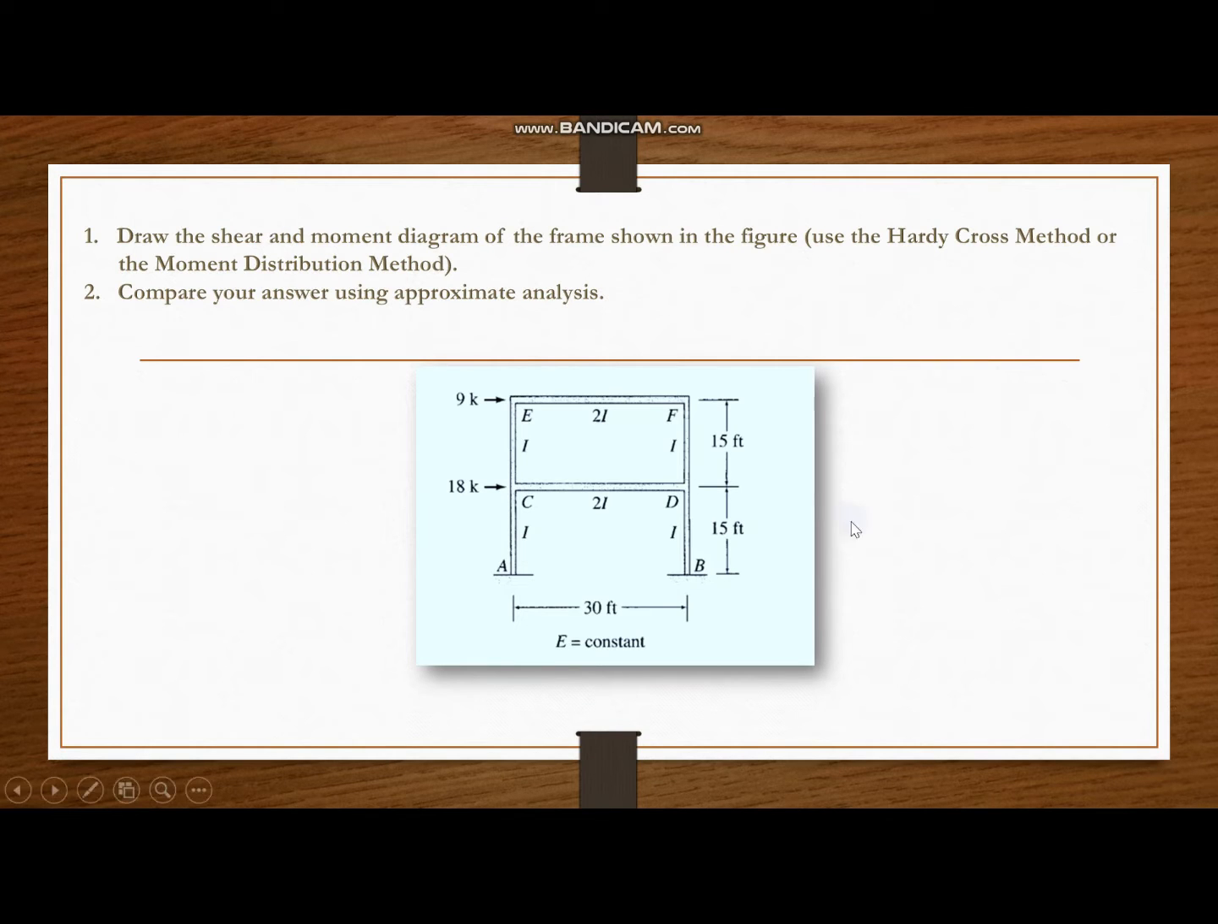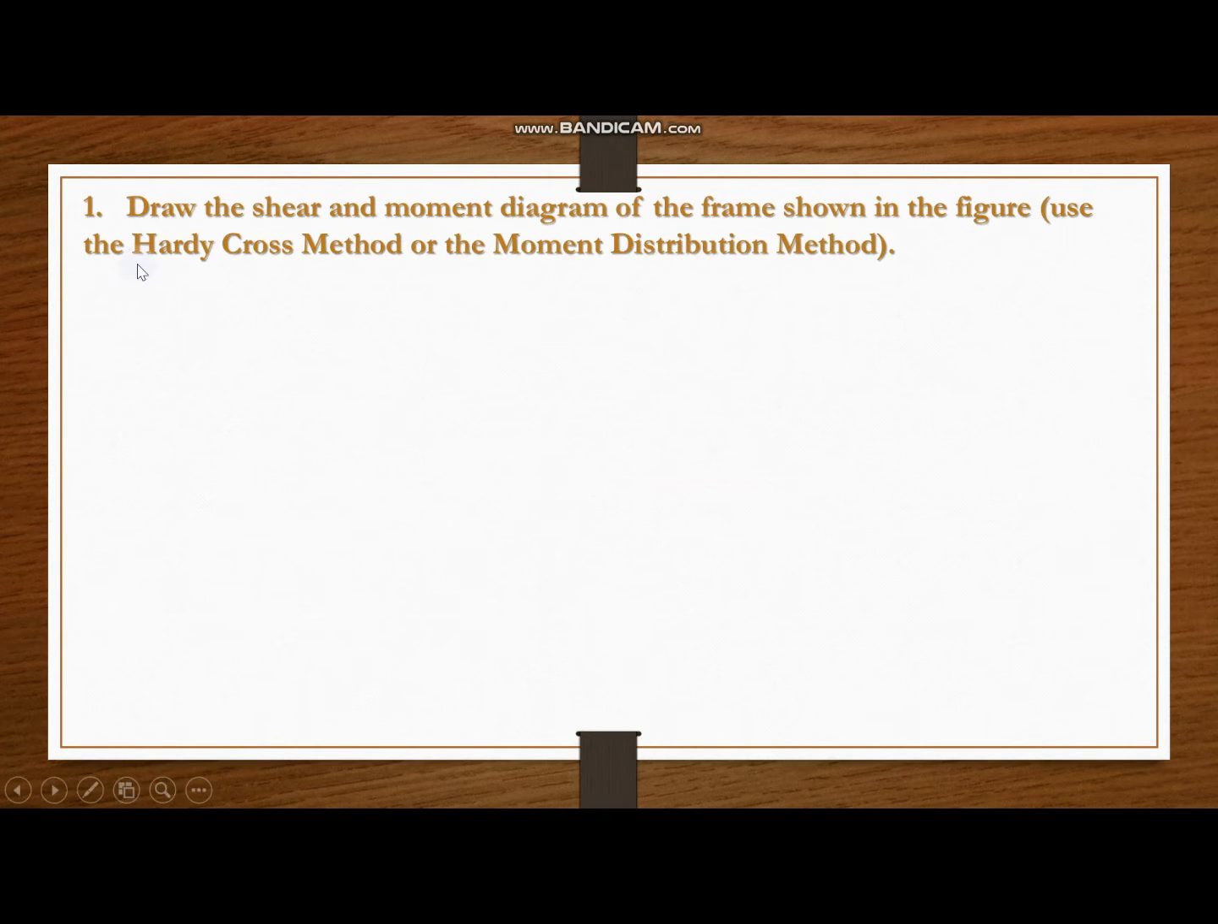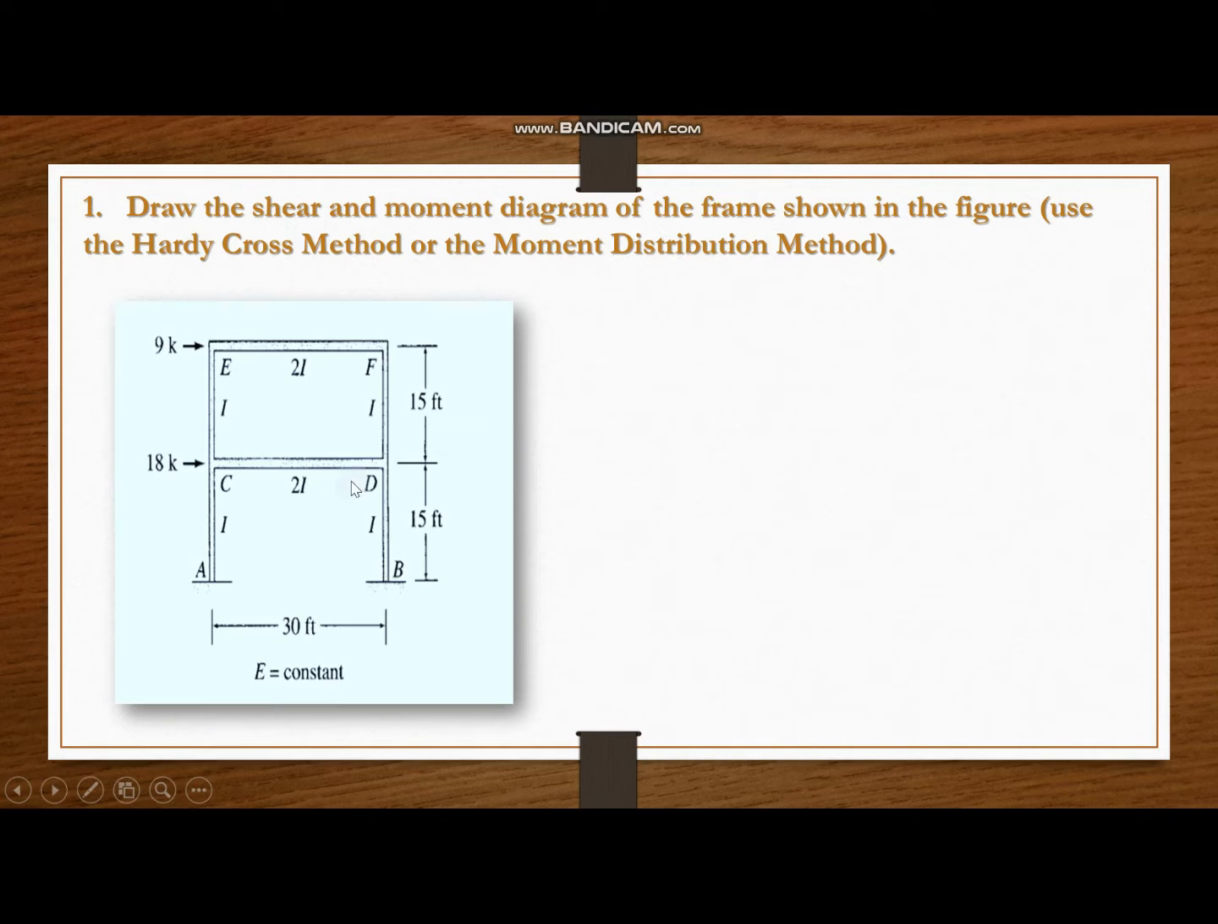We have a two-story frame, which is 2I, and our columns are I, and the distance is 15. Our frame span is 30 feet, and our E is constant. We have two concentrated loads, which are 9 kips and 18 kips. First, draw the shear and moment diagram of the frame shown in the figure. Use the Hardy-Cross method or the moment distribution method. So this is our figure.